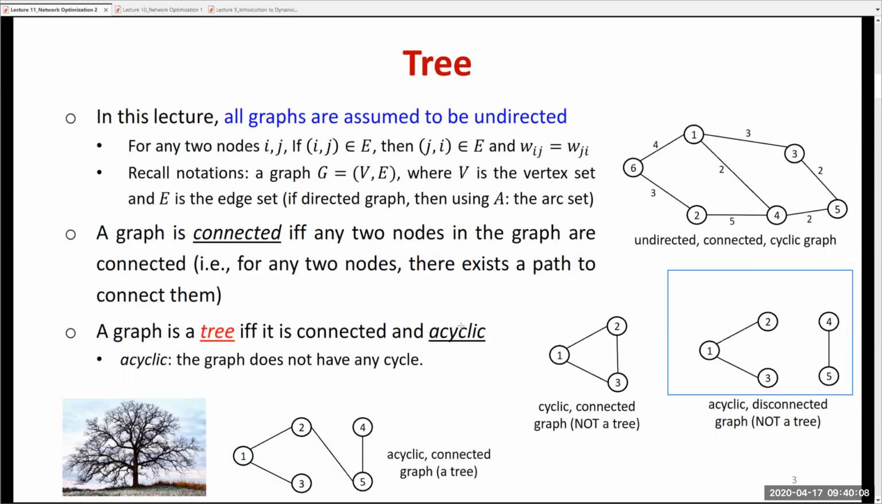And the next term is tree. This is a tree in real life, of course, very popular. Everybody knows what a tree is.